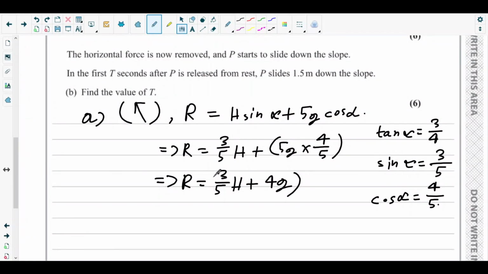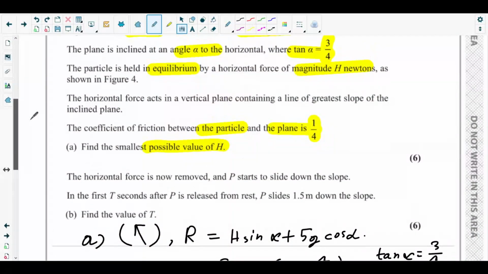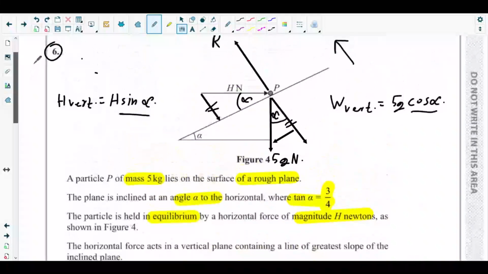4g, that much Newton. Okay, so we got the normal contact force. Fine. Now let's consider a very important concept. We need to find out the smallest possible value of h. Now consider when h will be the smallest.